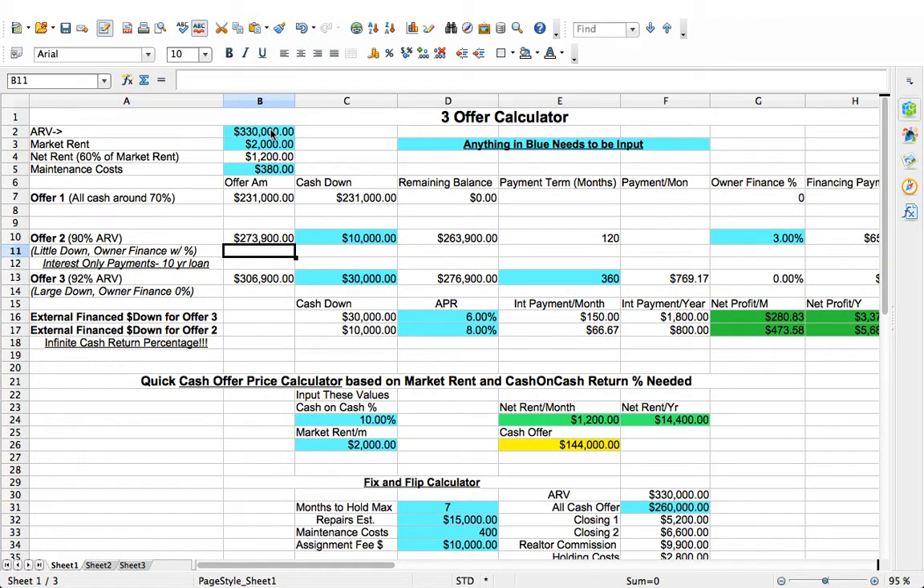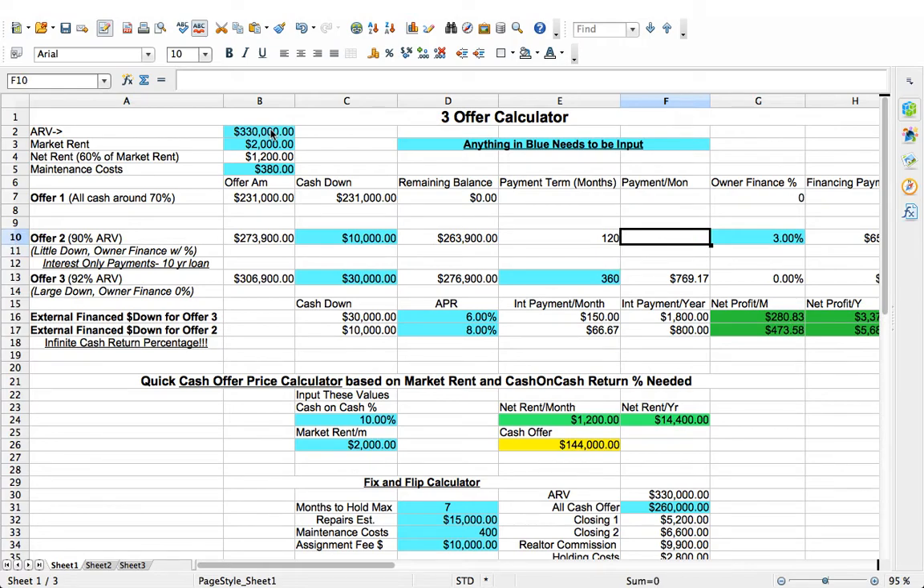I'll go down the row a bit. So we have the offer amount, we have the cash down. Offer 1's going to be all cash, so you can see that high price there. Offer 2 is going to be a lower amount, 10,000. Offer 3 is 30,000. This is the remaining balance of the loan, which you can have held by the owner. Payment term, like I just went over, 120 months for 10 years, 360 for 30 years. And then it'll break down per month what your payments are if you have a balance.